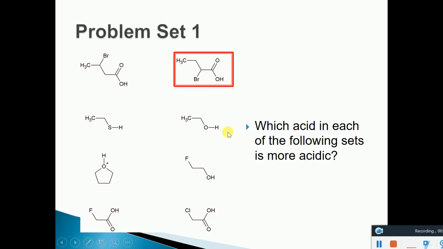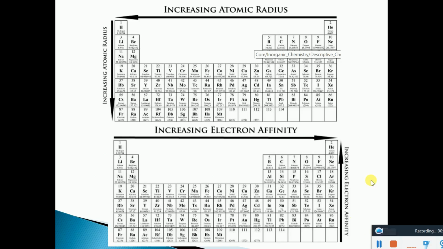I inadvertently showed you the answer, but we're comparing sulfur and oxygen. So here we are at the periodic table. We're comparing sulfur and oxygen. So what are we comparing here? We're comparing atomic size and the bond strength. What we're going to see here is that sulfur is larger than oxygen, so its bond strength is weaker, and so that makes it more able to give away that hydrogen, which is what makes it a stronger acid.